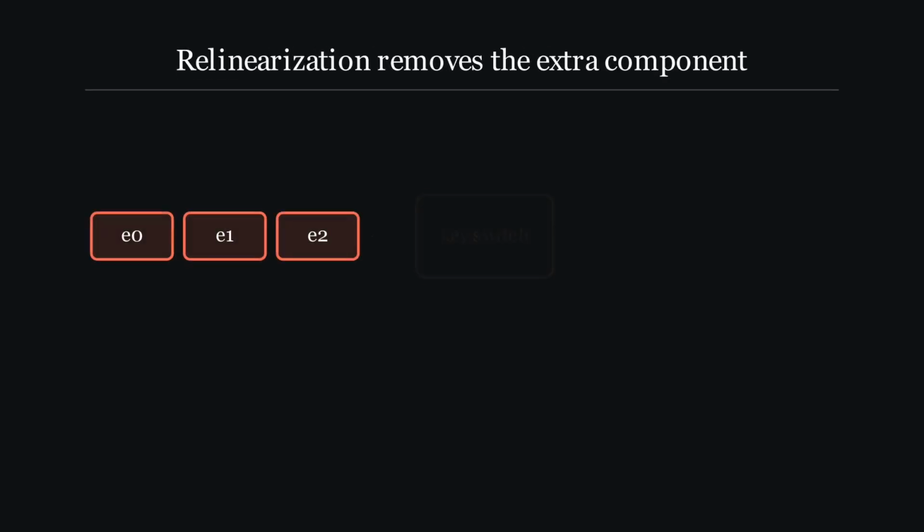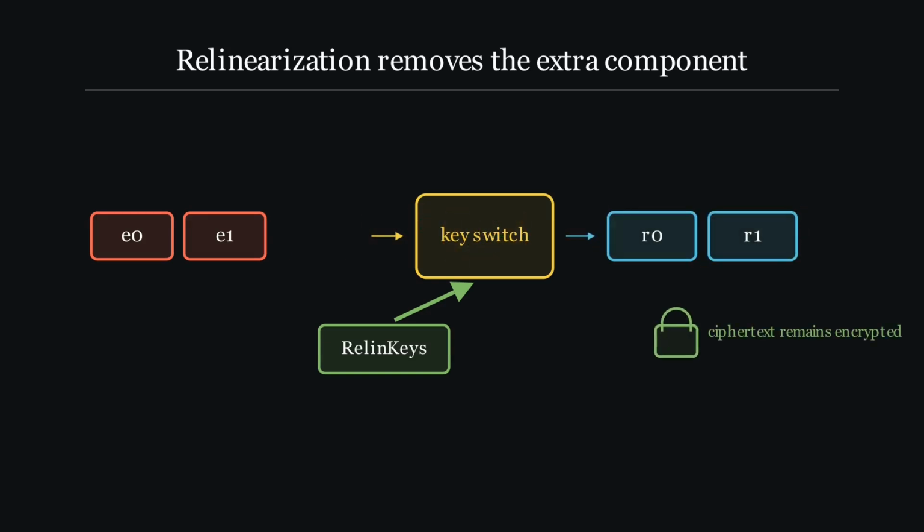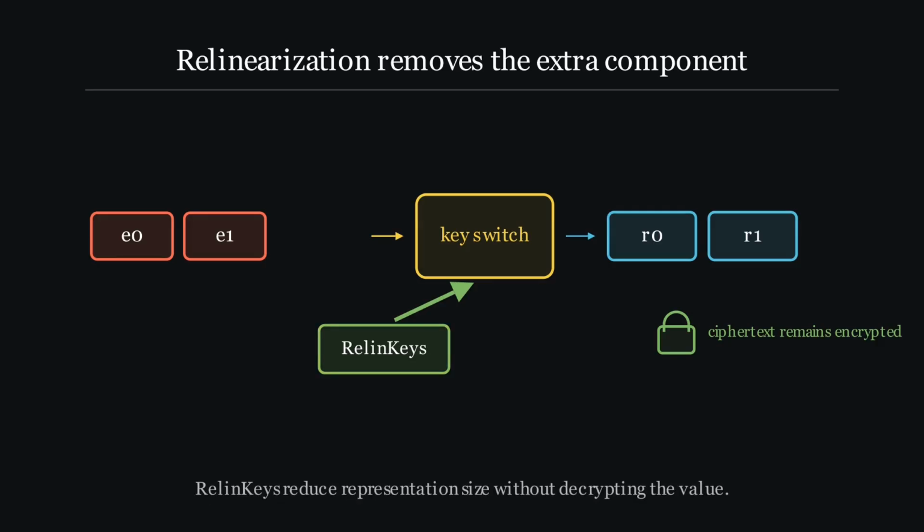Relinearization handles the extra component without decrypting the ciphertext. The 3-component result enters a key-switching block. Relin keys arrive through the green arrow and provide evaluation material related to higher powers of the secret key. The E2 component is absorbed by that transformation, and the output returns to 2 components, R0 and R1. The closed lock remains visible because the server has changed representation, not learned the message.